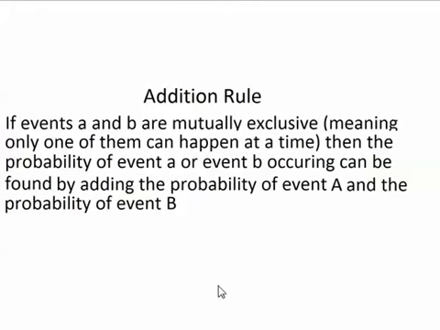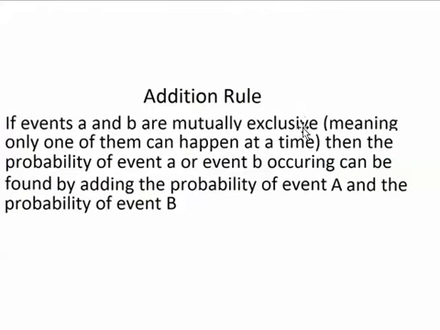Let's go over the addition rule. In probability, the addition rule says that if two events are mutually exclusive, meaning only one of them can happen at a time, then the probability of event A or event B happening can be found by adding the probabilities of the separate events. Mutually exclusive means that the two events can't happen together. Either one happens or the other one happens.